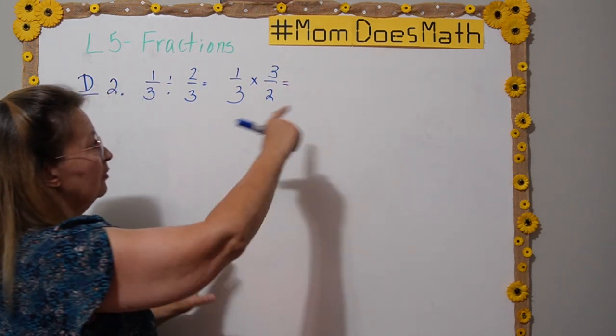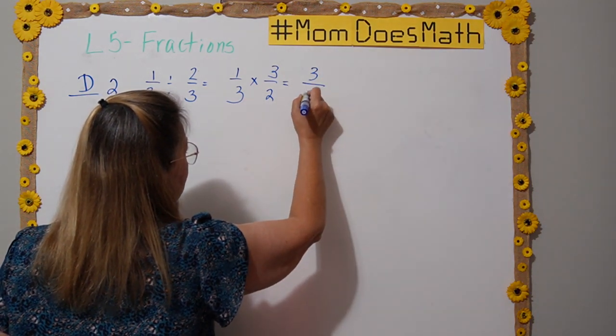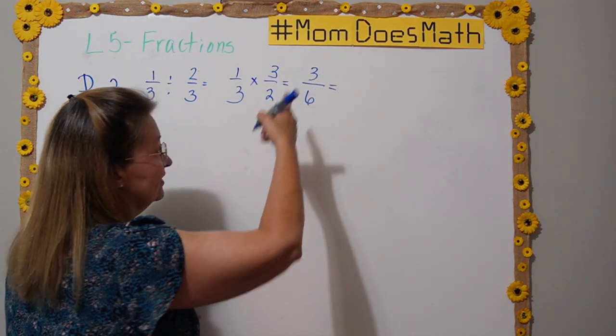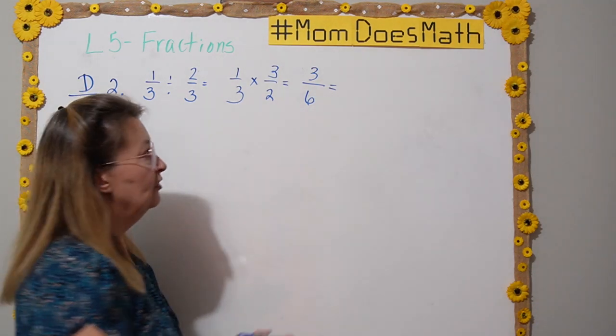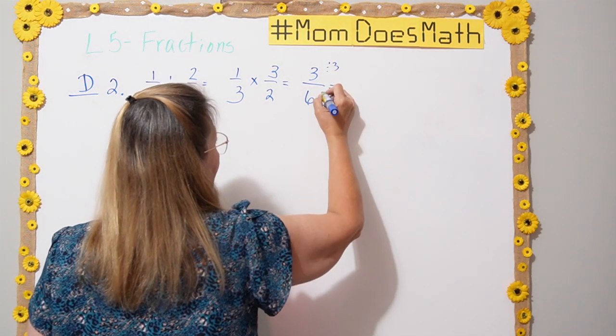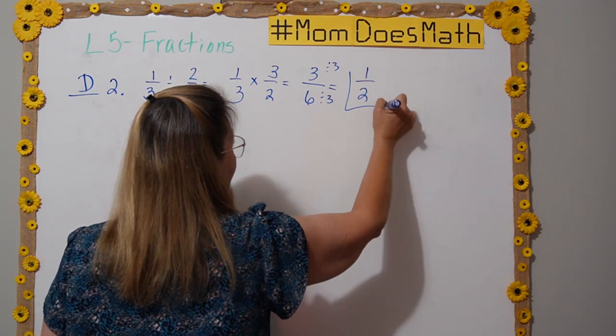All right, we're going to multiply straight across the top. That gives us 3, and straight across the bottom gives us 6. Now, is this lowest terms? No. What will go into both of these? 3 will. So if I divide both of these by 3, I'm going to get 1/2 as my answer.